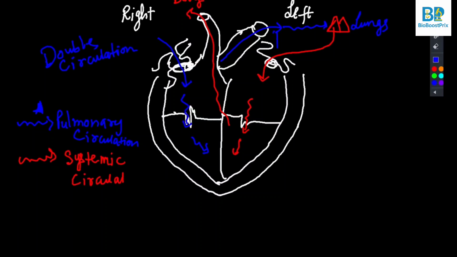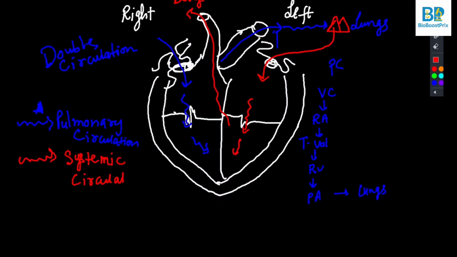So if I show you the pathway for pulmonary circulation, pulmonary circulation is the blue one, so it starts with the vena cava. Then the vena cava sends the blood to the right atrium, then to the tricuspid valve, then to the right ventricle, then to the pulmonary artery, then to the lungs, right? So this blue line indicates pulmonary circulation.